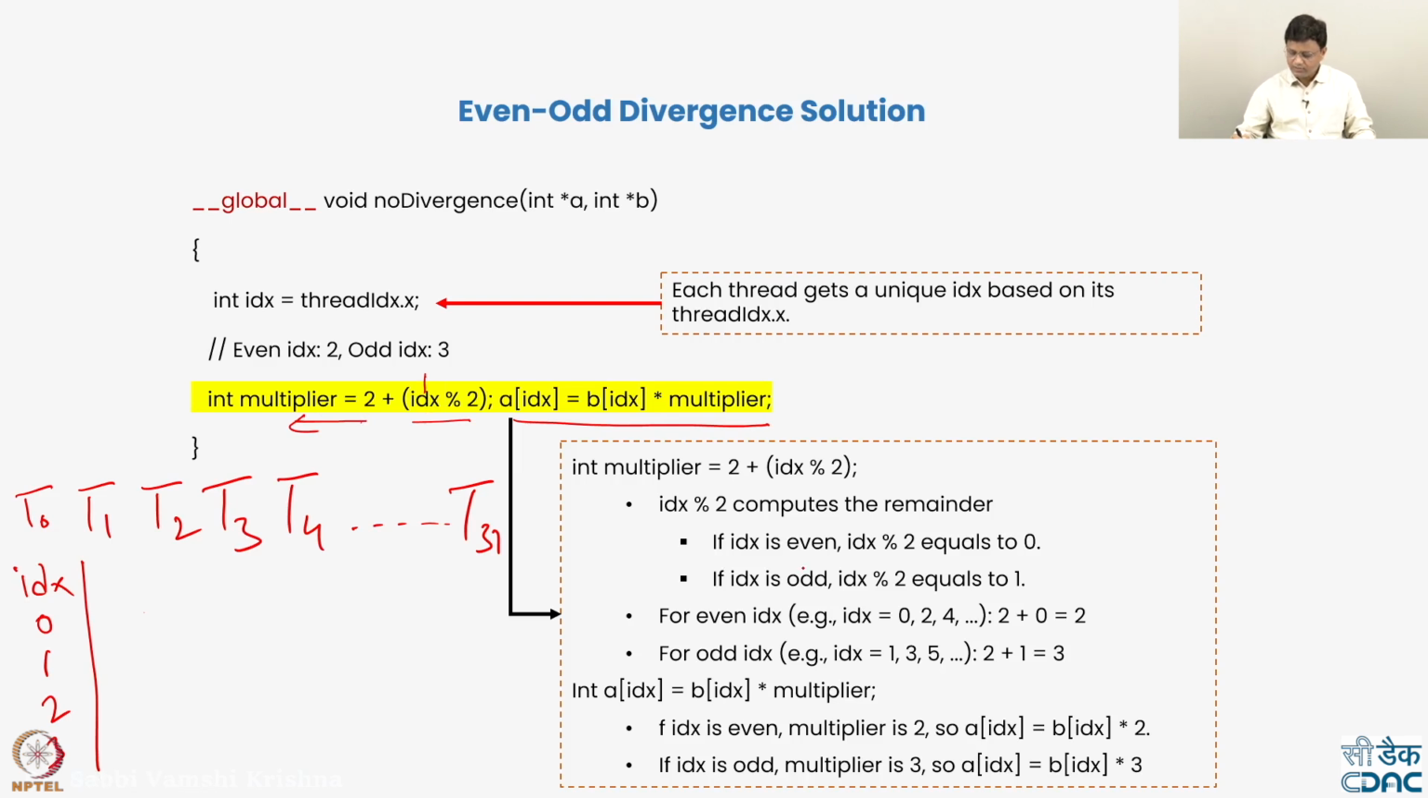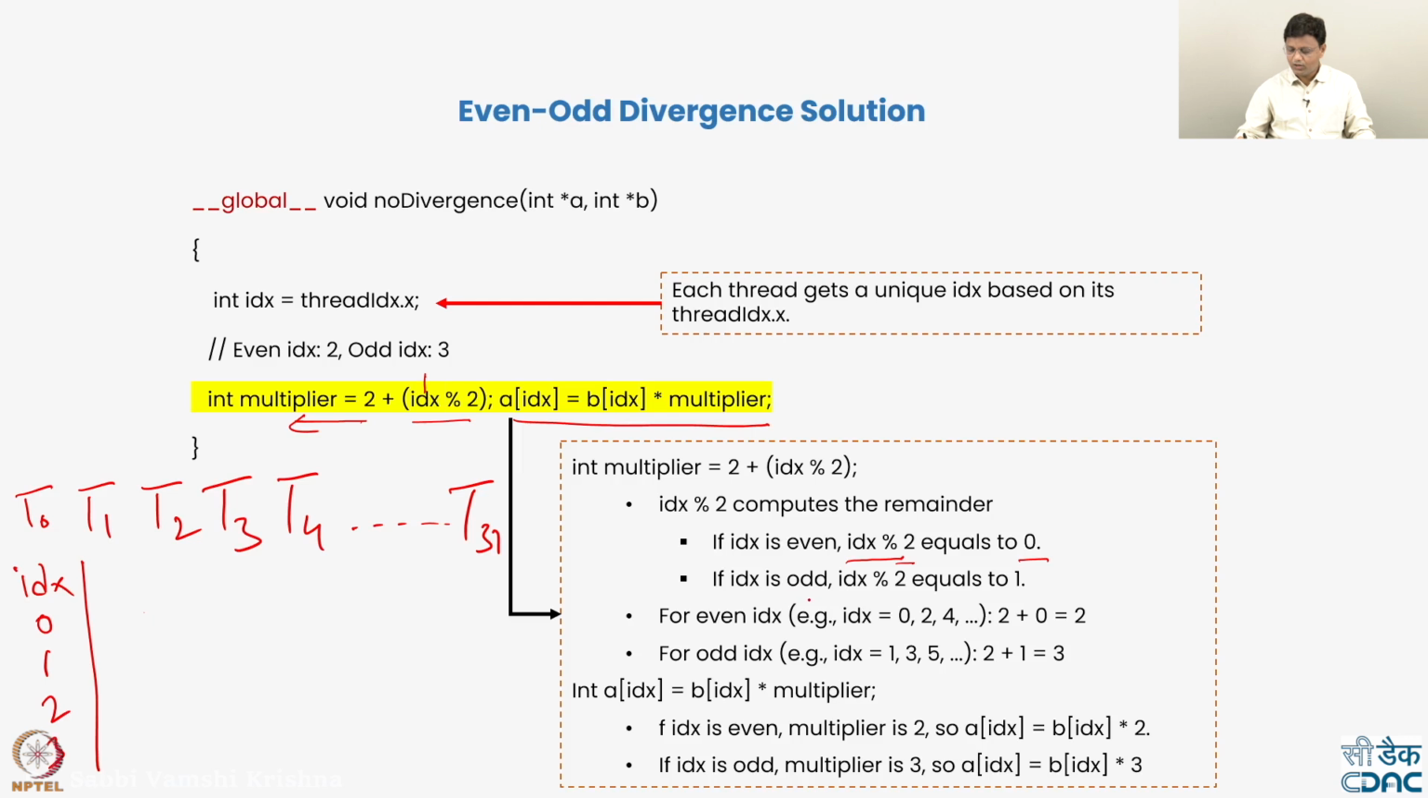So, just see here, if idx is even, then idx percent symbol divided by 2 always generates a remainder equal to 0.